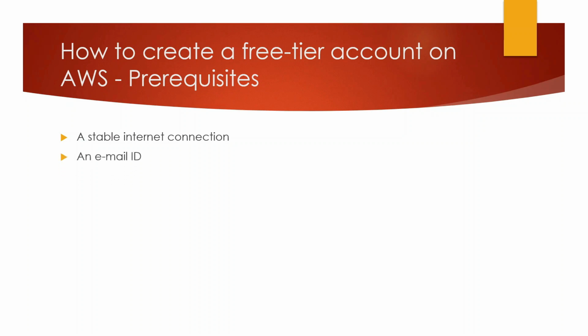The second thing you require is an email ID, a functional email ID in which you are going to receive an OTP, and then you are going to prove that you have that email ID active.